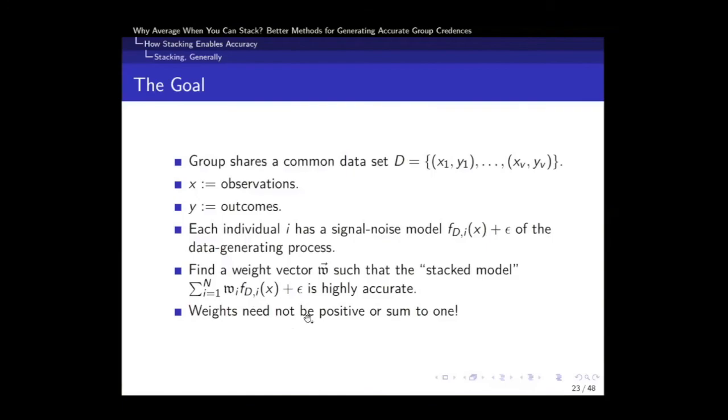So we're trying to find the best way of doing a kind of linear aggregation of the individuals' models. And what's important here is that these weights, this weight vector, need not be positive or sum to 1. So we're opening up a much larger space of potential aggregations for solving this group credence problem and for aggregating individuals' beliefs than is possible when we restrict ourselves to a mean, right?